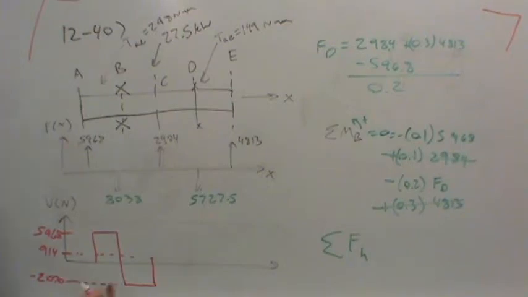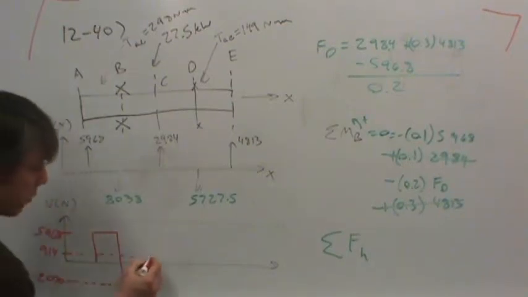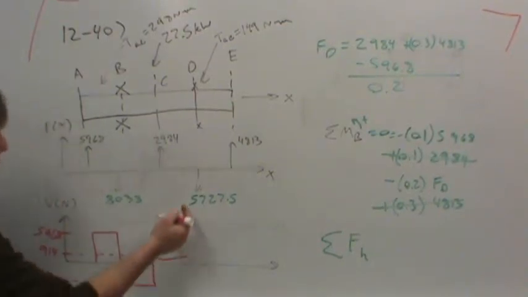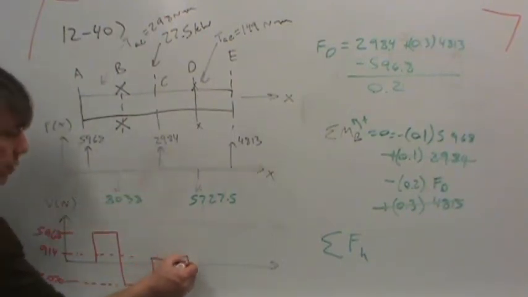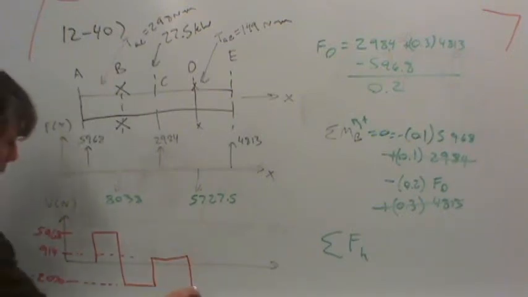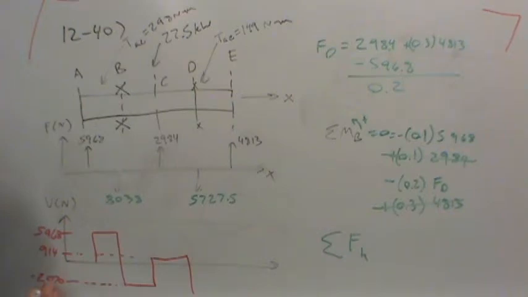All right, so we come back up a little bit, and then that remains constant, but we have to now subtract off 5727 and a half. So what do we get? That's going to be even lower than it was before. It's going to be a larger negative number, 4813. You can see, obviously, my graph is not to scale, but we just need it conceptually.